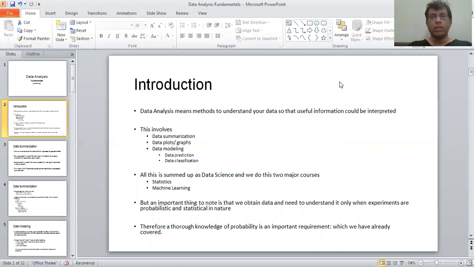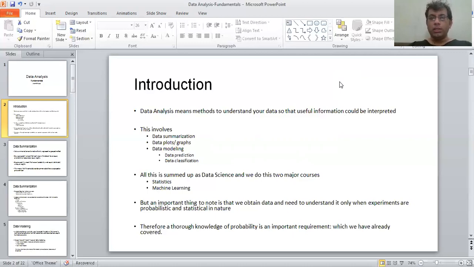But before starting the data analysis, we should remember to what entity we call data. Just saying that data is a set of values does not make it complete. We should remember that all these analysis things like summarization, plots and graphs, and prediction and classification are done on those experiments which are probabilistic or statistical in nature. What do we mean by an experiment which is probabilistic or statistical in nature?